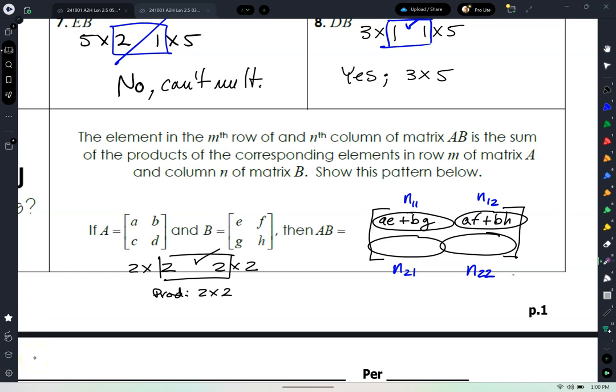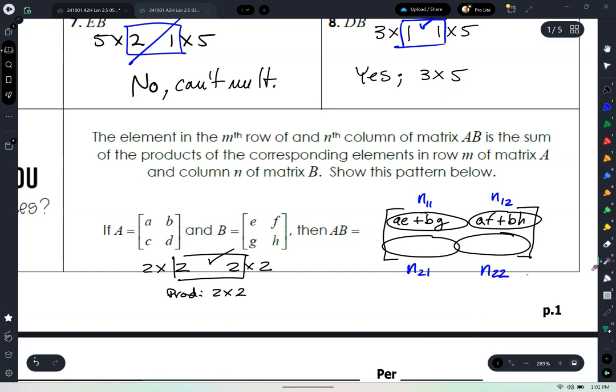AF plus BH. Right? So we're talking about, in this case, this is going to be from row 1, column 2. So it's going to be row 1, column 2. First element times first element, and then second element times second element, like that.